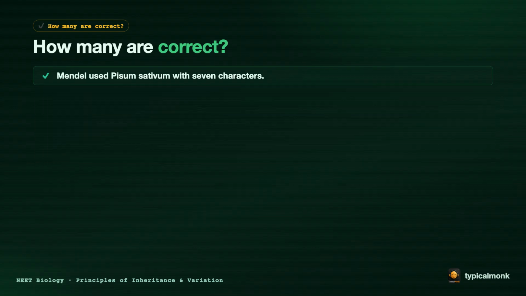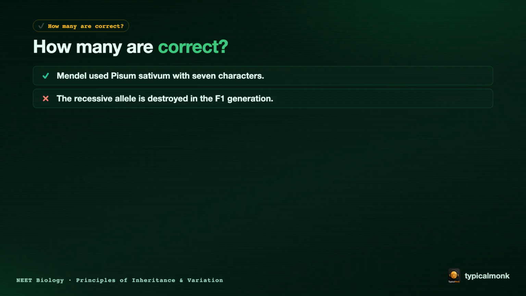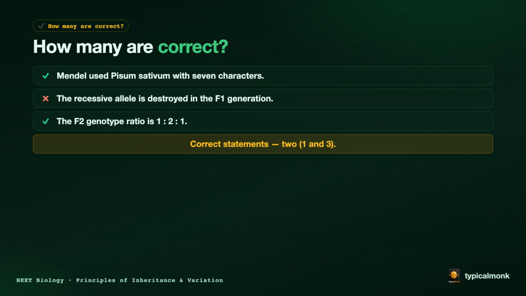Now the third drill. How many of these statements are correct? Check them one by one. First, Mendel used Pisum sativum with 7 characters. This is correct. Second, the recessive allele is destroyed in the F1 generation. This is wrong. Third, the F2 genotype ratio is 1 to 2 to 1. This is correct. So the correct statements, 2, that is, the first and the third.